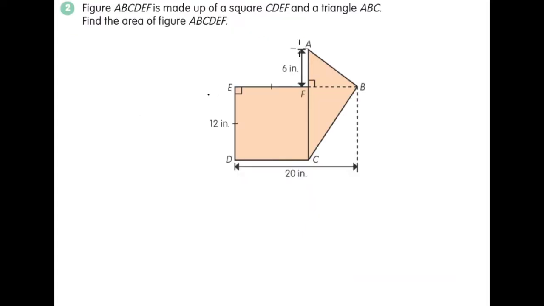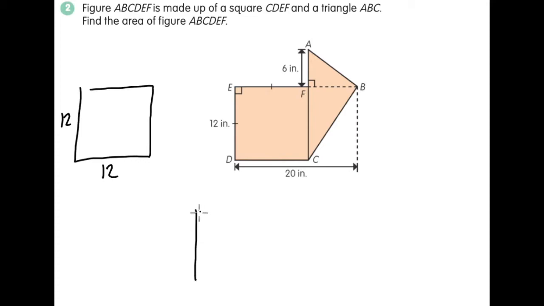In this example, we have figure ABCDEF, and it's made up of a square CDEF and a triangle ABC there. So if we break apart this as two shapes, we'll start with the square. The square was EFCD, and because it's a square, that's 12 by 12. And then we had our triangle that looks something like that.